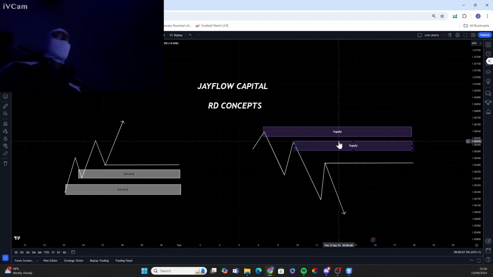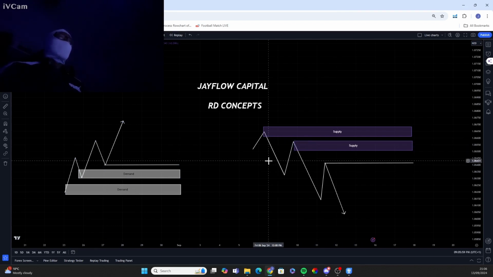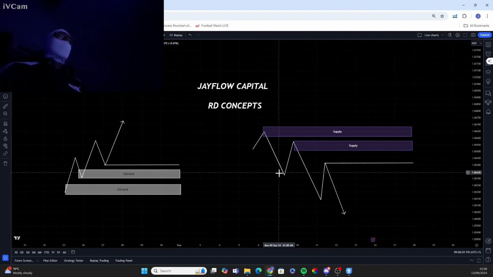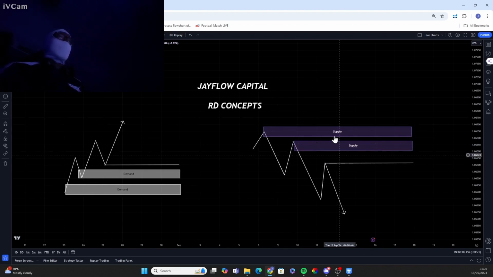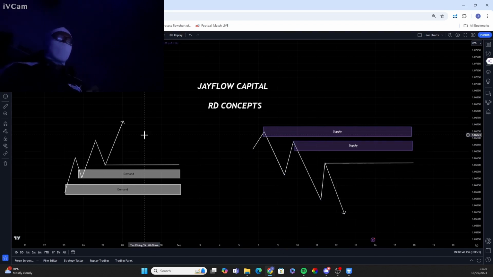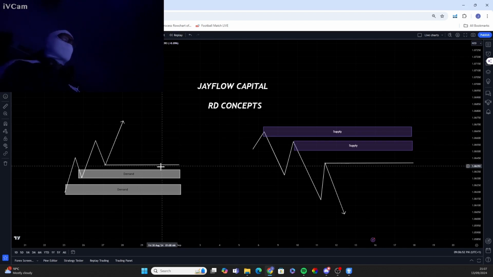Vice versa, when it comes to supplies, we want to see the markets printing lower highs and lower lows, lower highs and lower lows, and we'll allocate our supply zones with liquidity just below it. So I will link a video that explains all the rules that you need to know for this strategy down in the description. Have a look at that.